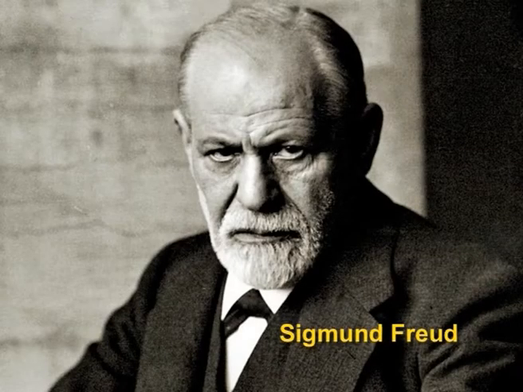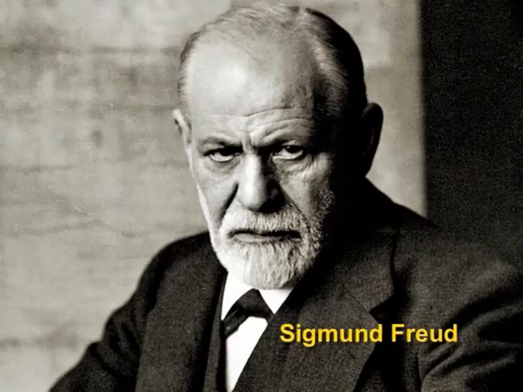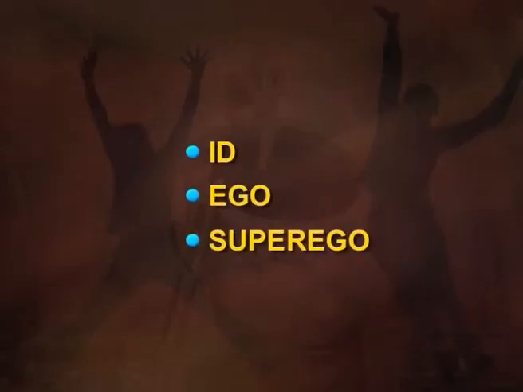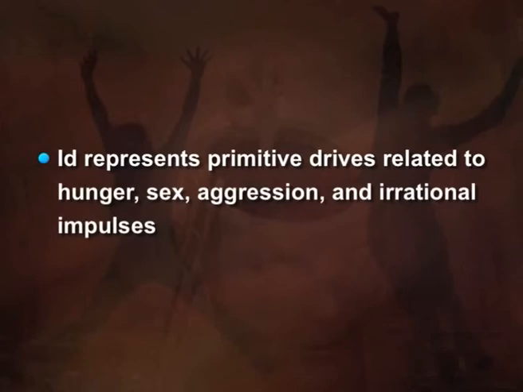According to Freud, everyone's personality has three aspects: the id, ego, and superego. Id is the inborn part of personality that is present at birth. Id represents primitive drives related to hunger, sex, aggression, and irrational impulses. The id operates according to the pleasure principle, in which the goal is to maximize satisfaction and reduce tension. It seeks immediate gratification of primitive pleasure-seeking impulses and has no sense of time, place, and reality.